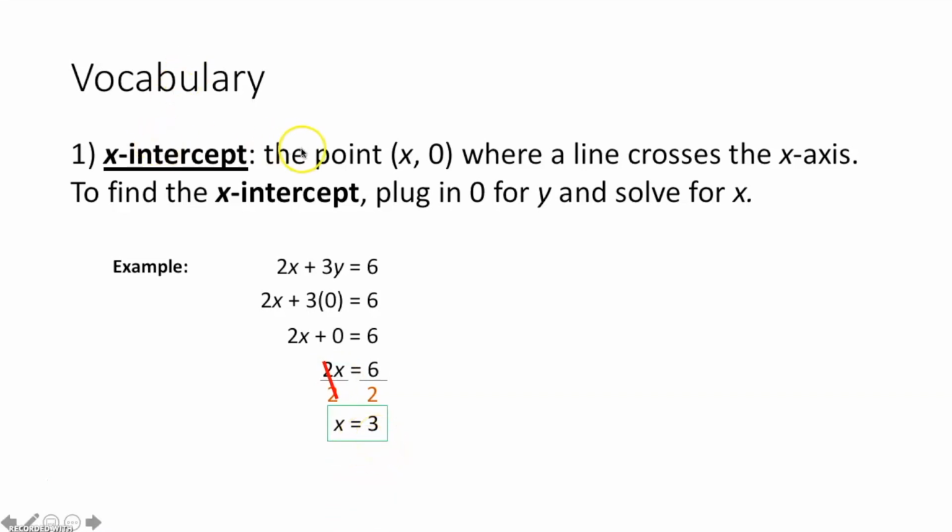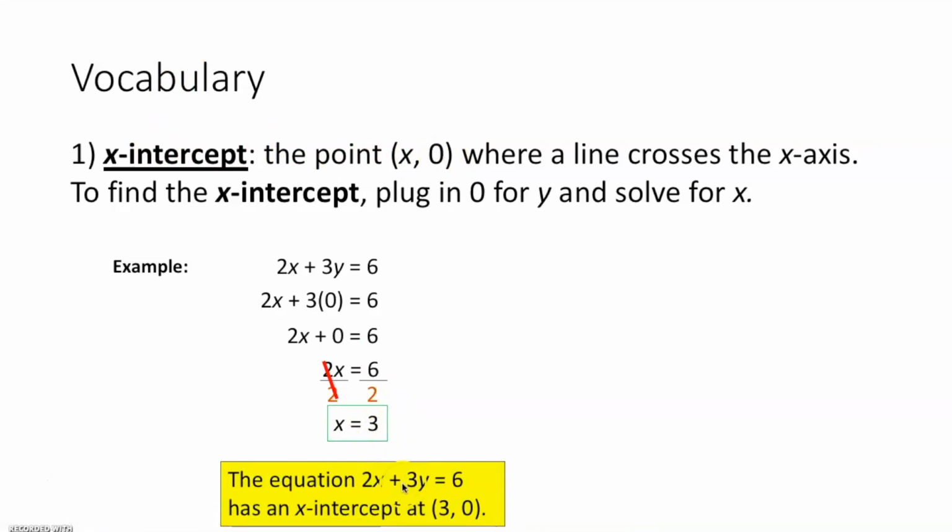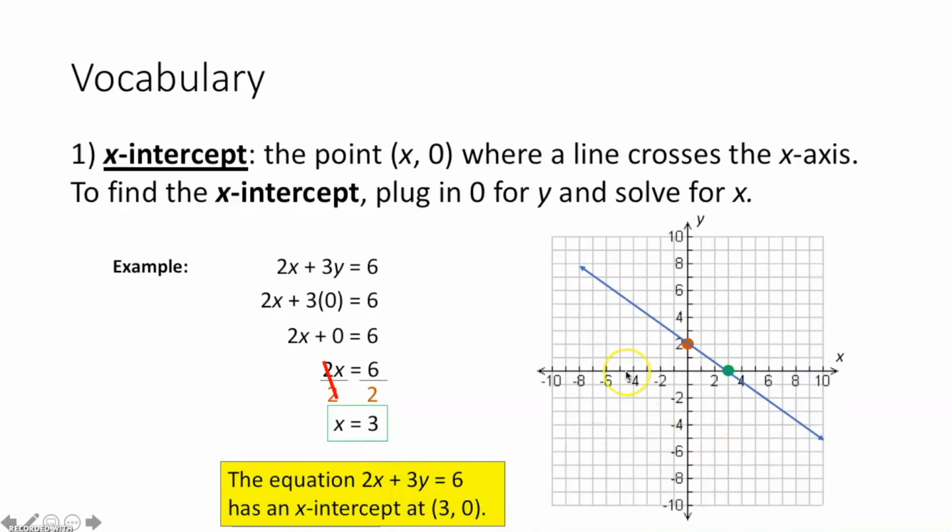It says the x-intercept is the point x comma 0. What did I get for my x? 3. So the x-intercept here would be 3 comma 0. Now if you want to see what that looks like on a graph, here's our graph. And at 3 comma 0, that's where our x-intercept is. That's where the graph of this equation crosses through the x-axis.